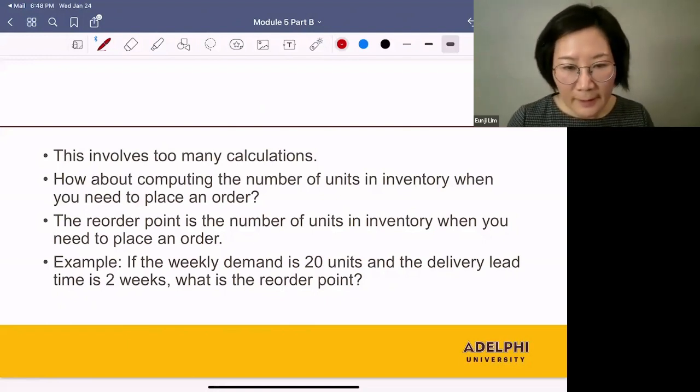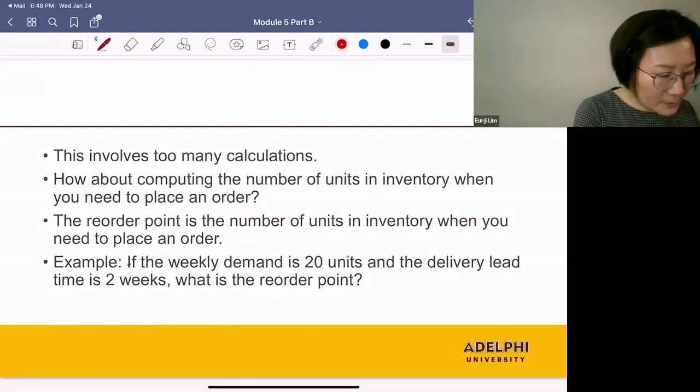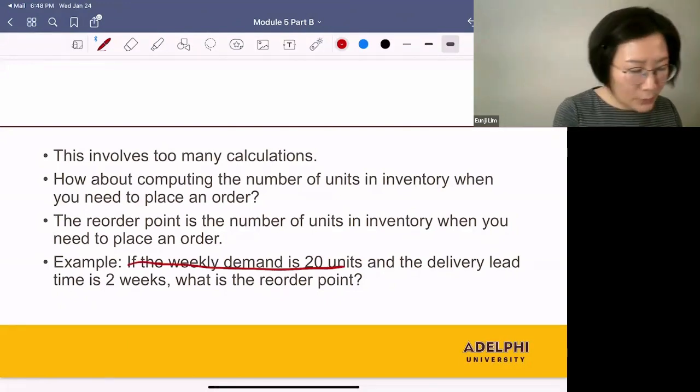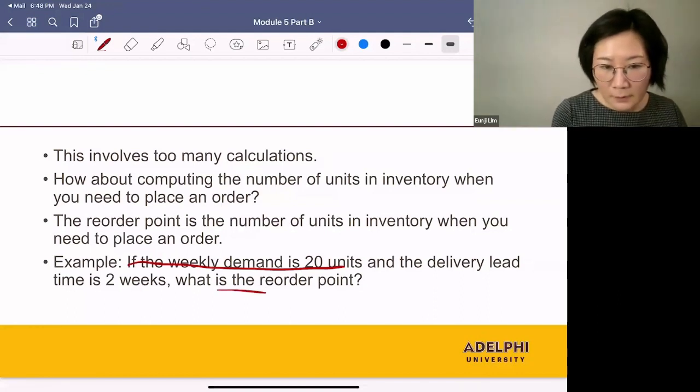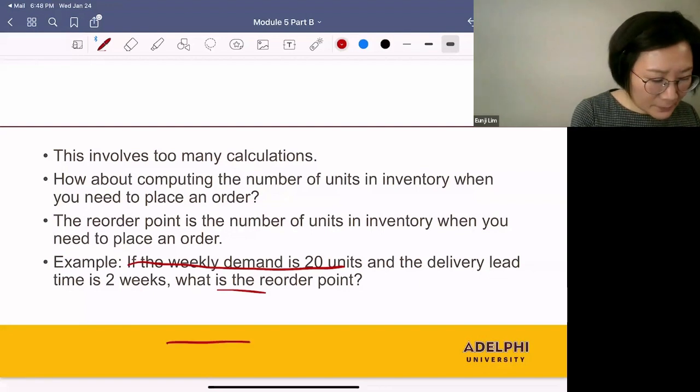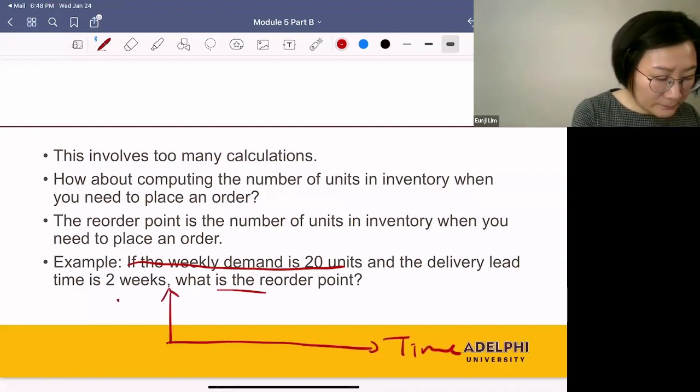Let me give you an example. If the weekly demand is 20 units and the delivery lead time is 2 weeks, what's the reorder point? So let's see how your inventory changes over time. This is time. This is your inventory.